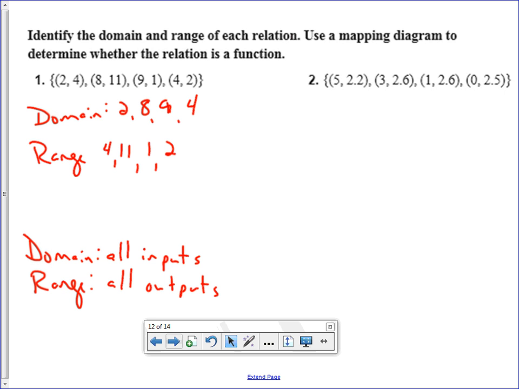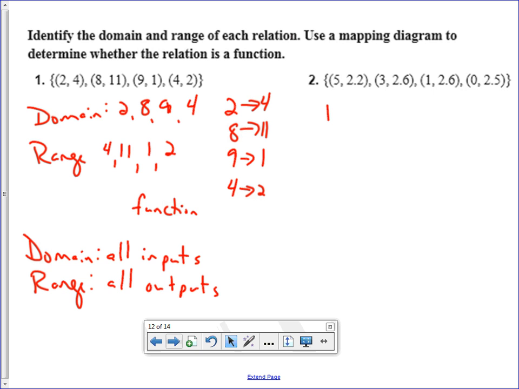Now the mapping simply looks like this. A 2 maps to a 4. An 8 maps to an 11. A 9 goes with a 1. A 4 maps to a 2. This one is a function. There is not any input that maps to more than one output.